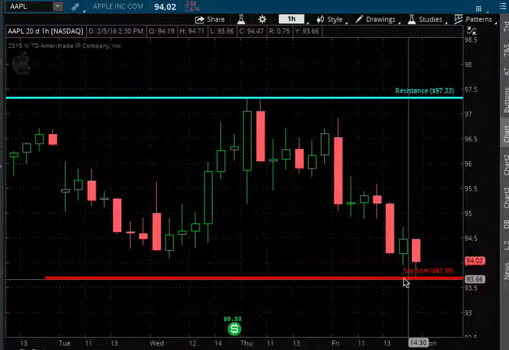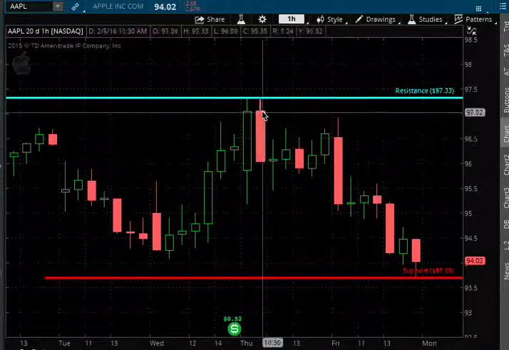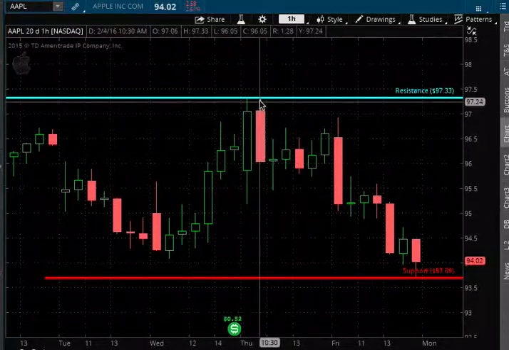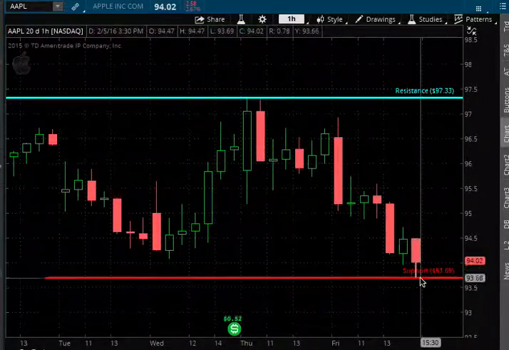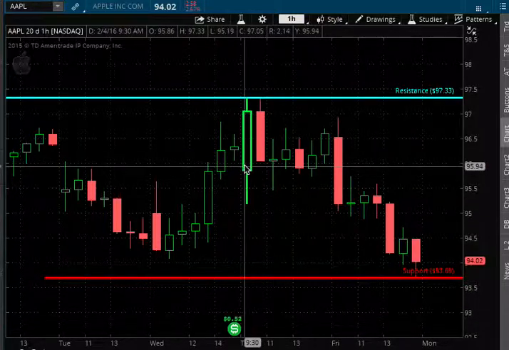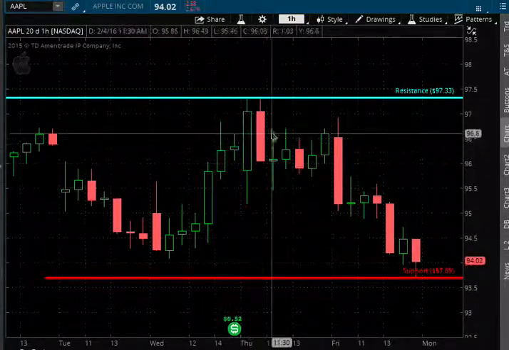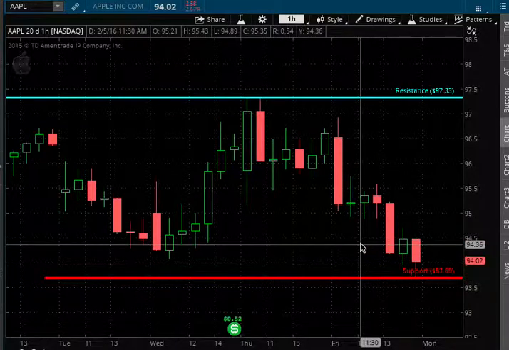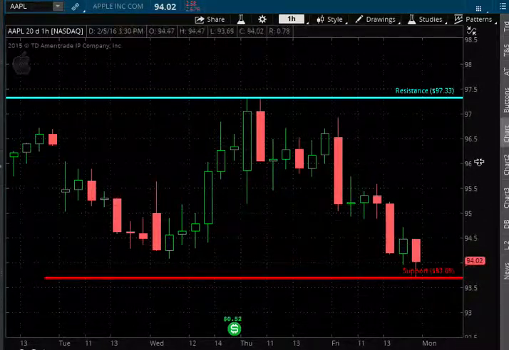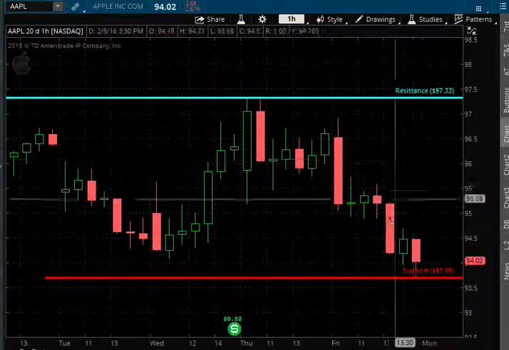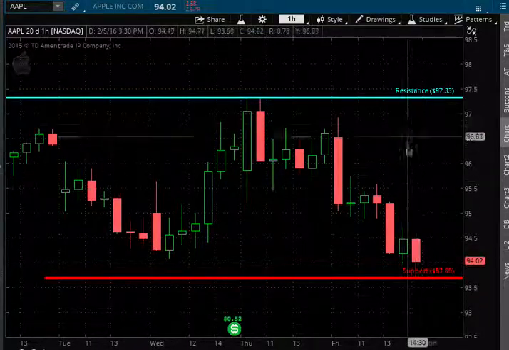Hit OK, hit OK. So we have a resistance level, which is blue. We have a support level, which is red. All right, so what is your support? Your support is usually your lowest point. So as this stock travels during the next couple of days, we want to stay within this particular range.